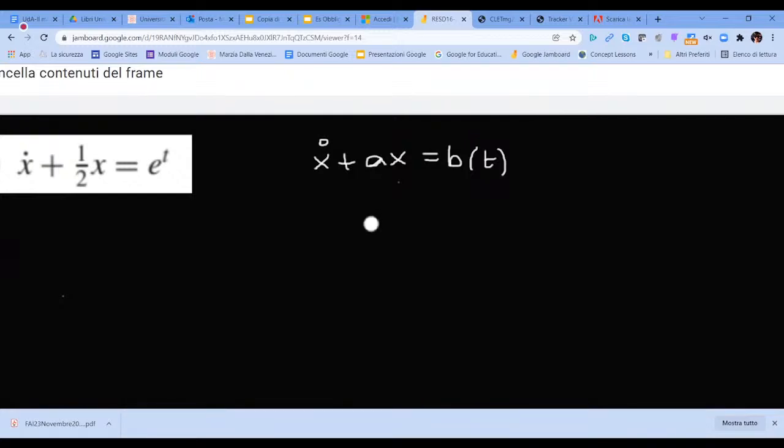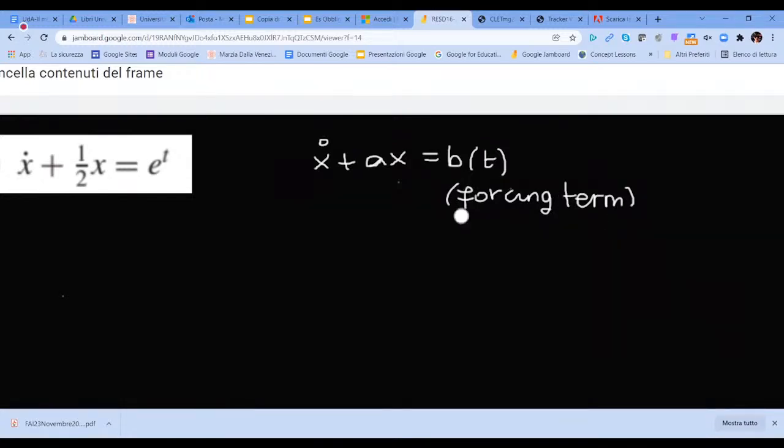So, what is the meaning of this expression and what is the solution? The solution is given by the computation where A is 1/2 and B of t is e to the power of t. B of t is called the forcing term.